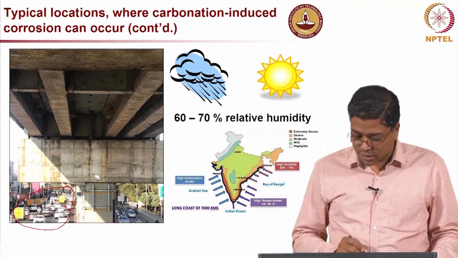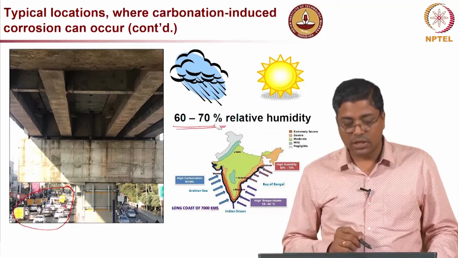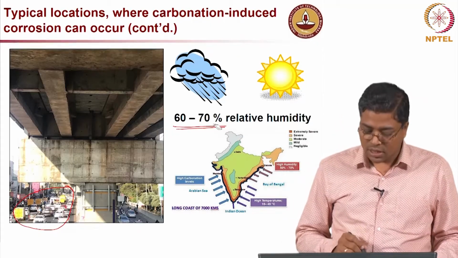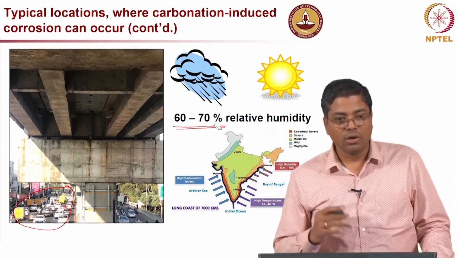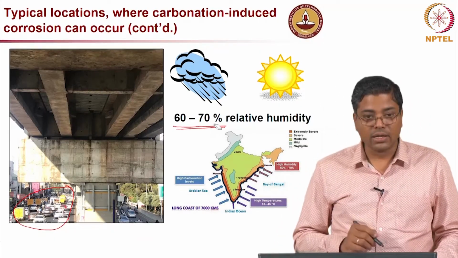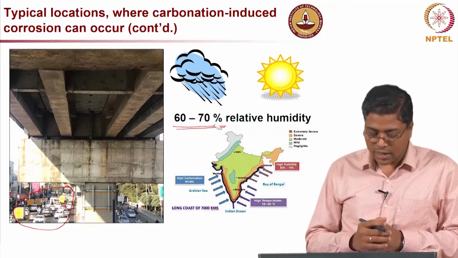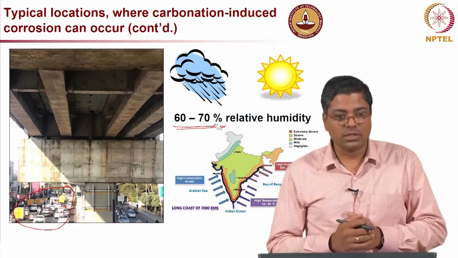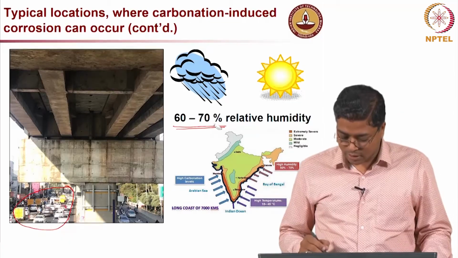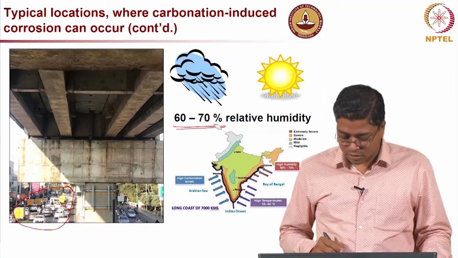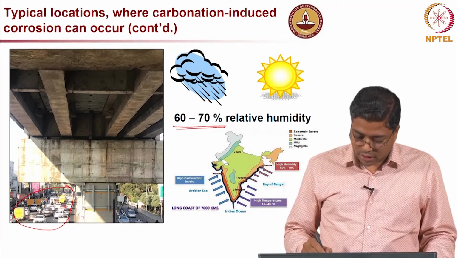So, these kinds of structures can experience carbonation, especially when the relative humidity is about 60 to 70%. And you might see that there are several locations where, if you have rain or the humidity is very high, beyond 70%, you may not see that high carbonation, but 60 to 70% is very, very bad for the structure when you talk about carbonation-induced corrosion. And that is also a reason for corrosion in the coastal region.